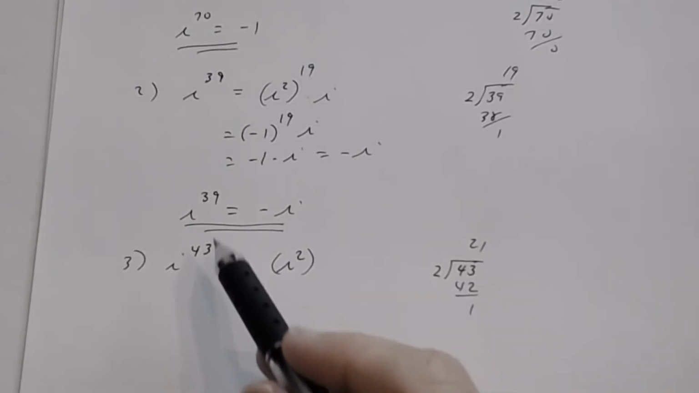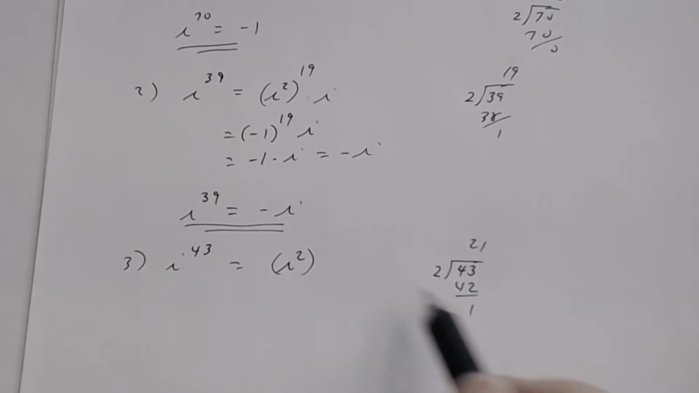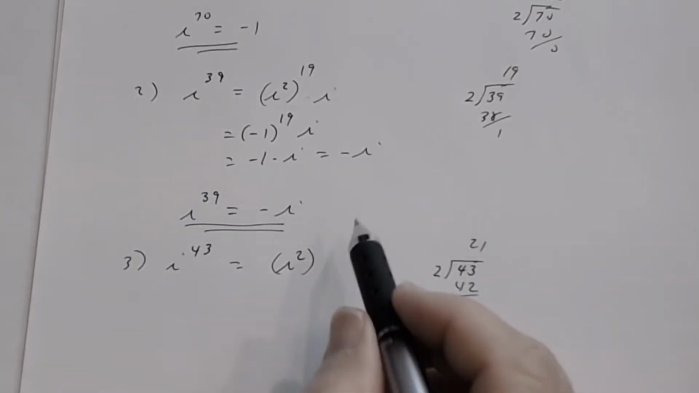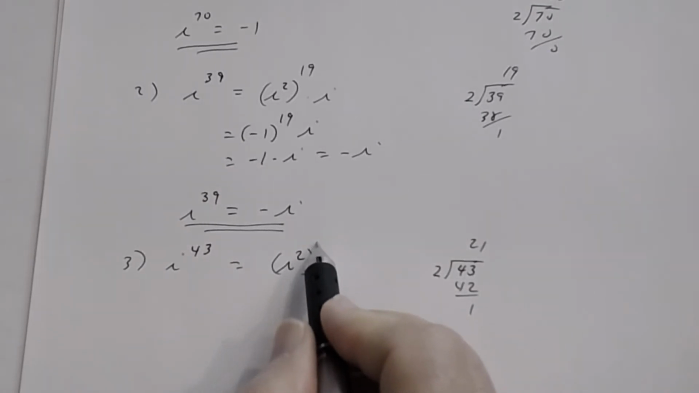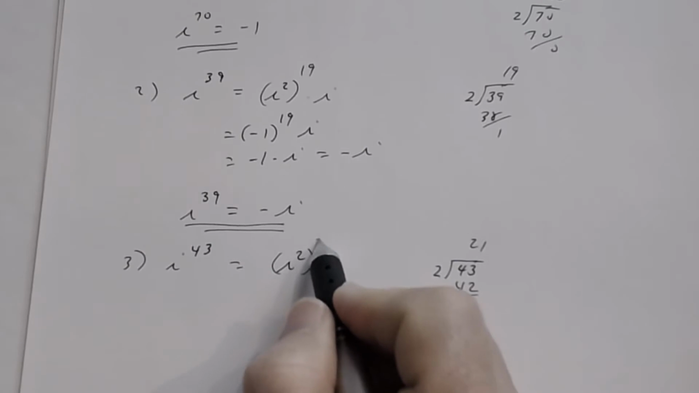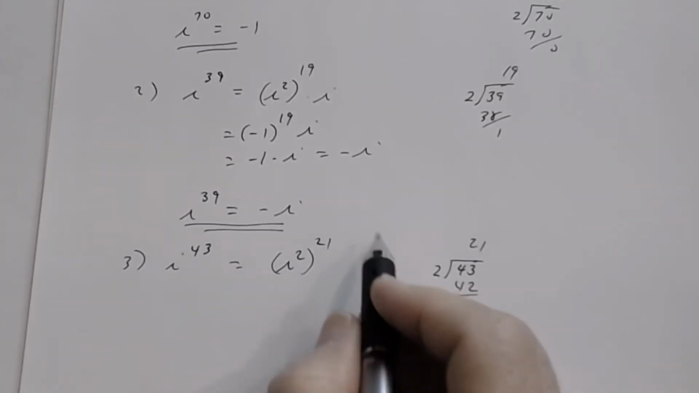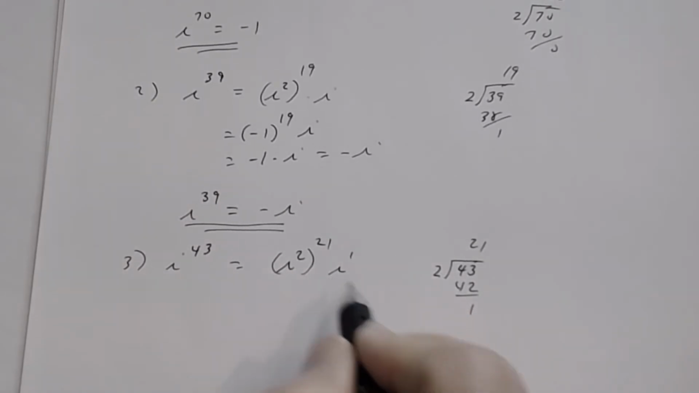Whenever this is odd, notice the pattern. When you're dividing by 2, what will this remainder always be? It's always going to be a 1. So you just have to know what number goes here. The number that goes here is this quotient, so that's 21, because 2 times 21 is 42, and you get a remainder of 1. That's where you get that i from, i to the first power.